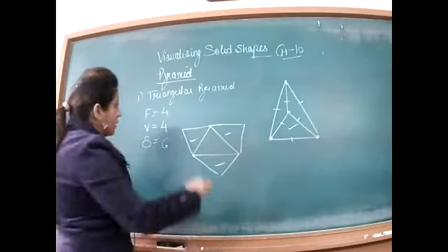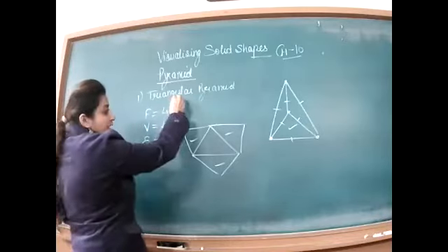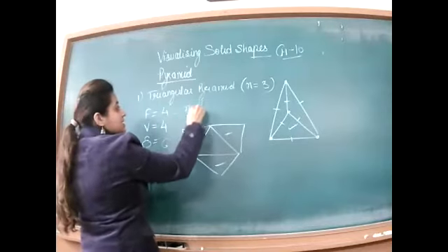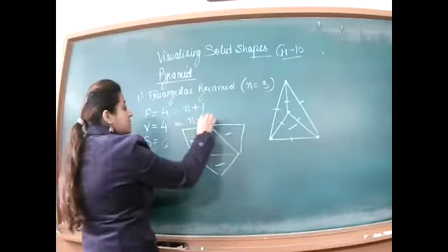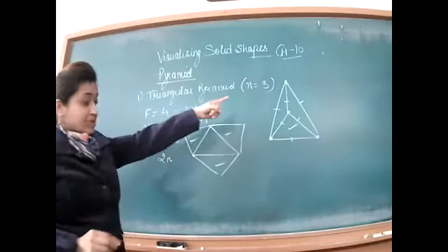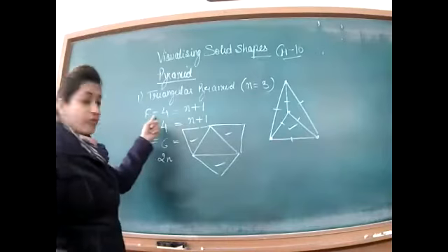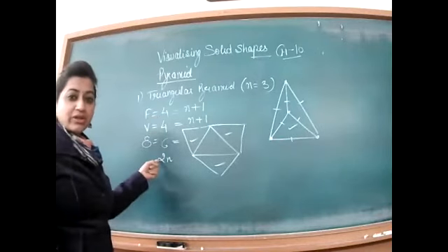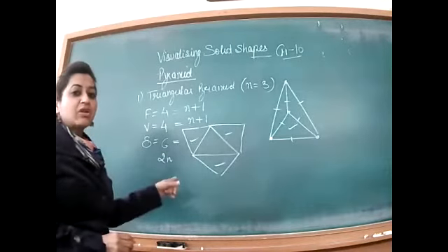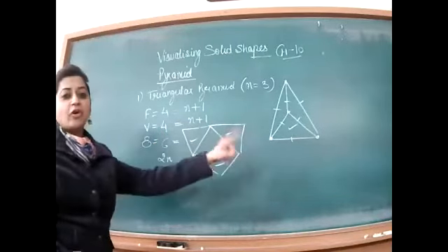So we can derive the formula here. As you know, a triangle is having 3 sides, so n is equal to 3. So this 4 can be written as n plus 1, this can be written as n plus 1, and this can be written as 2n. So this is the formula for you. Whatever the number of sides, you will add 1 to this to get your faces and vertices. And for the edges, you will make double of n, that is 2n. So this is the general formula: n plus 1, n plus 1, 2n. And this is the figure for your triangular pyramid.